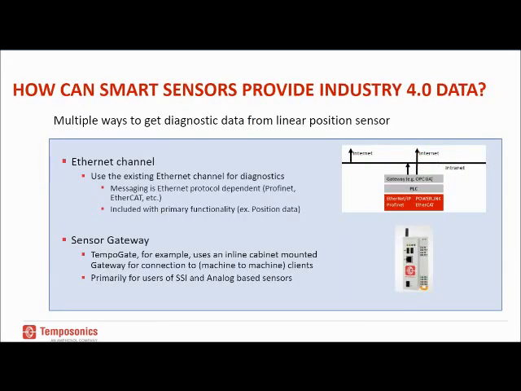Now, how do we get this Industry 4.0 data? There are a couple of approaches to this. It depends on the protocol, for one. If it's an Ethernet type sensor, any Industry 4.0 information can be transmitted along with the position data. As we would say, the messaging in the Ethernet protocol in this case would provide position information as well as the Industry 4.0 related information at the same time.